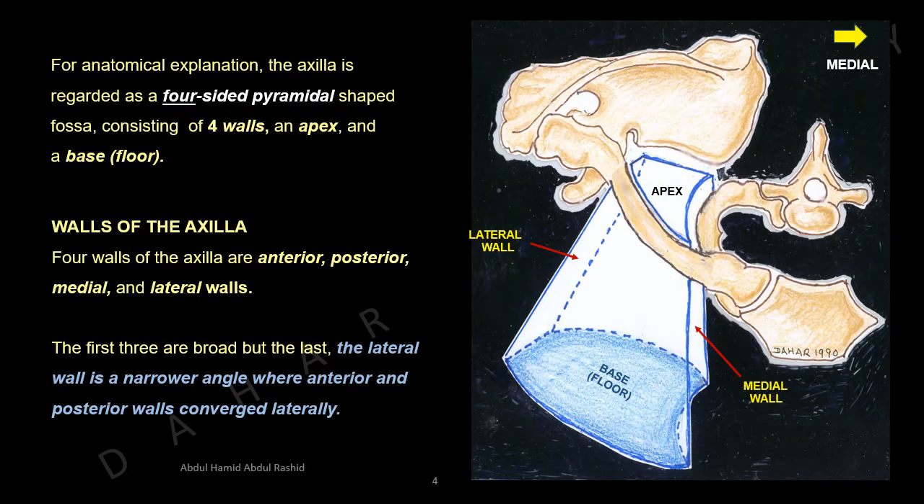For anatomical explanation, the axilla is regarded as a four-sided pyramidal-shaped fossa consisting of four walls, an apex, and a base, the floor.